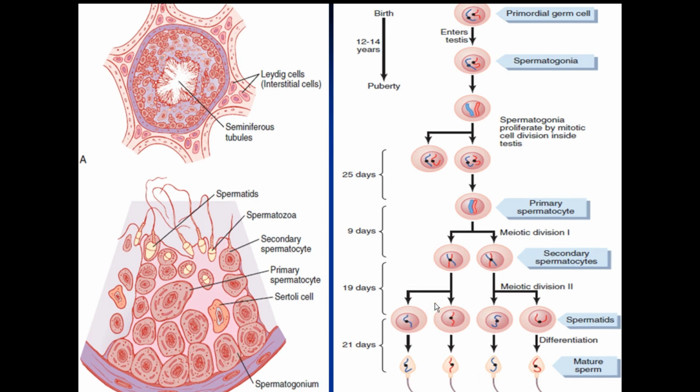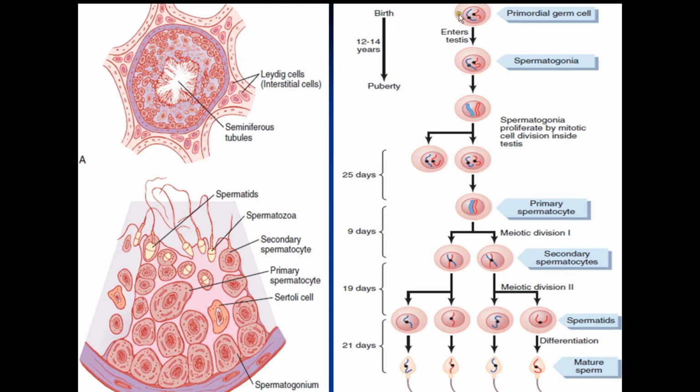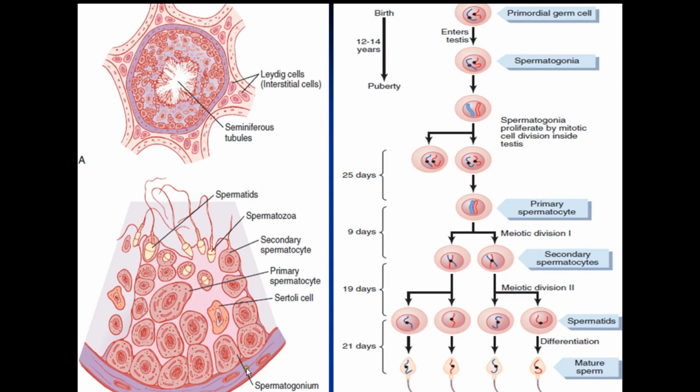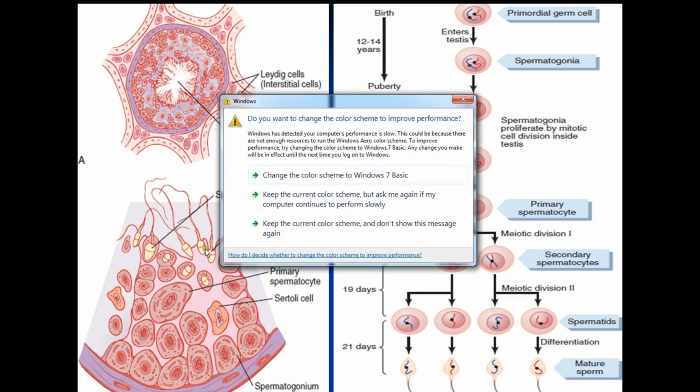As far as the stages of spermatogenesis are concerned, spermatogenesis starts at the age of puberty, around 12 to 14 years. This is the seminiferous tubule lined by modified epithelium called the spermatogonia. These spermatogonia undergo several mitotic divisions to give rise to the sperms.